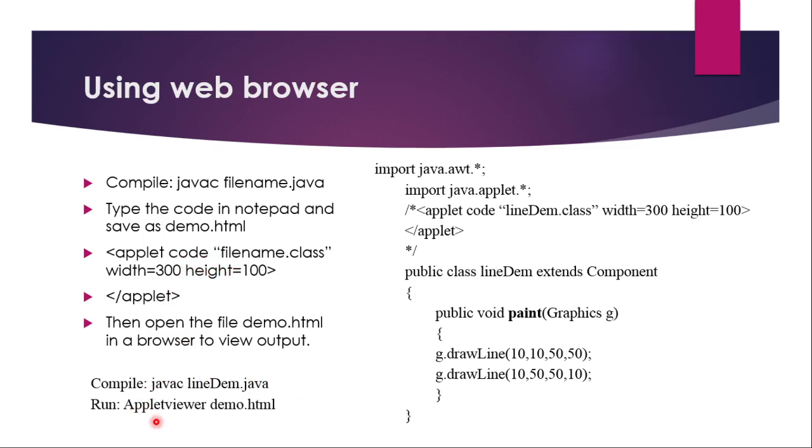Or simultaneously what you can do is, in the command prompt, you can type: I'm compiling it and I'm running it like this with appletviewer, and this is my HTML file name, demo.html, which I have saved. If you do so, then you will get the output in the applet viewer. You can see that as well.